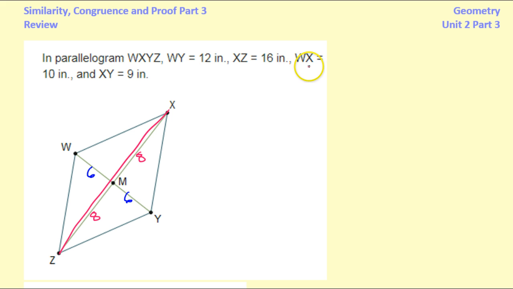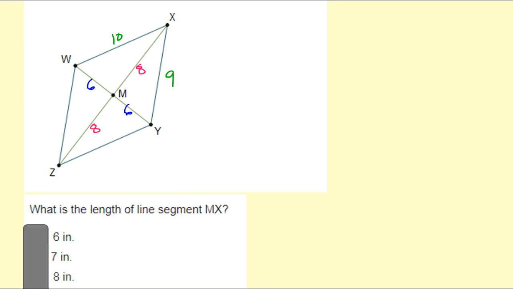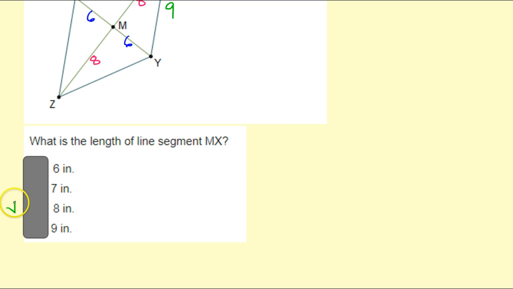Alright, now WX is 10. So this is 10. And XY is equal to 9. What is the length of segment MX? Well, we already said that MX would be 8 because it's half of the total thing. So could it really be that easy? I guess it was.